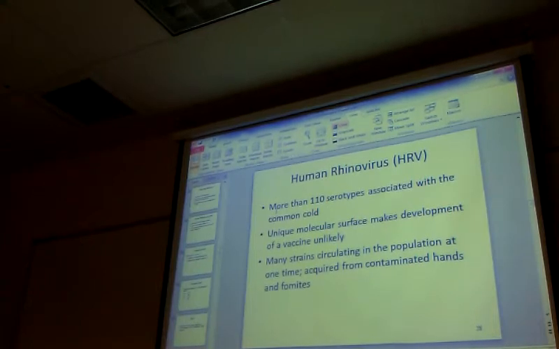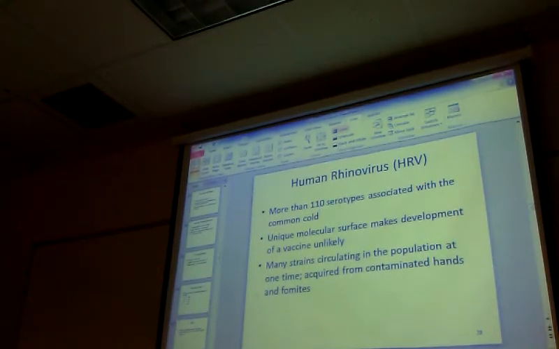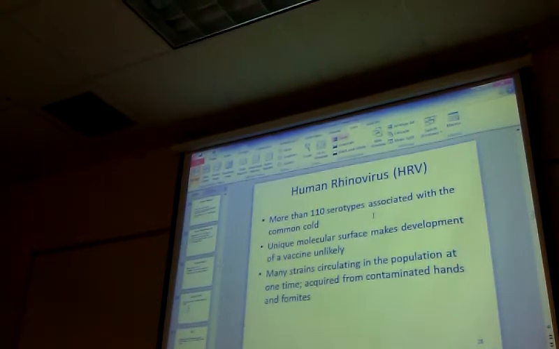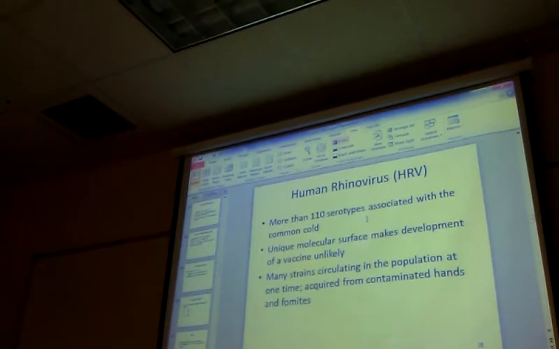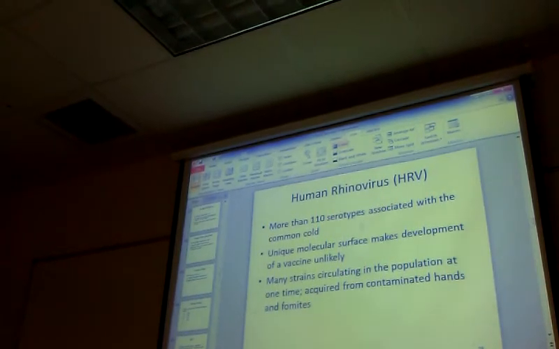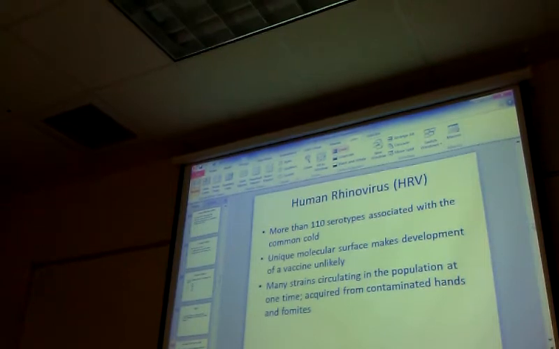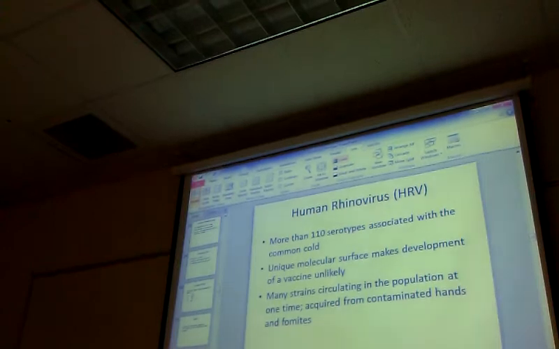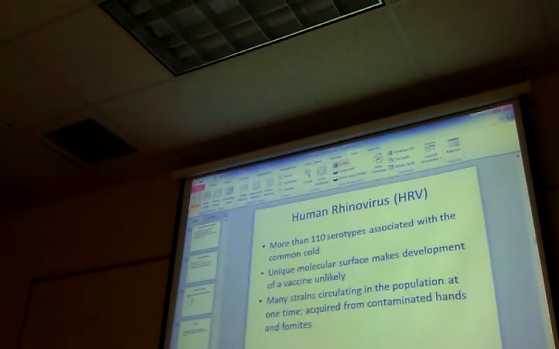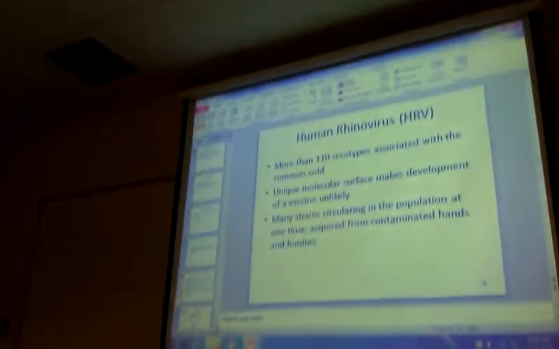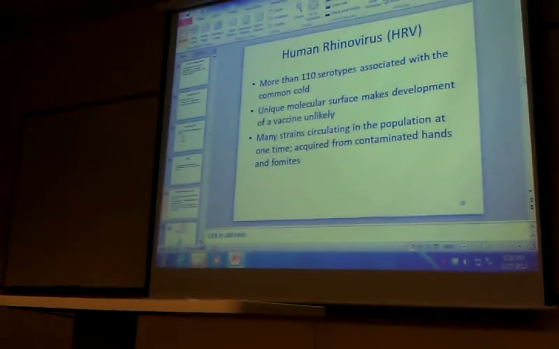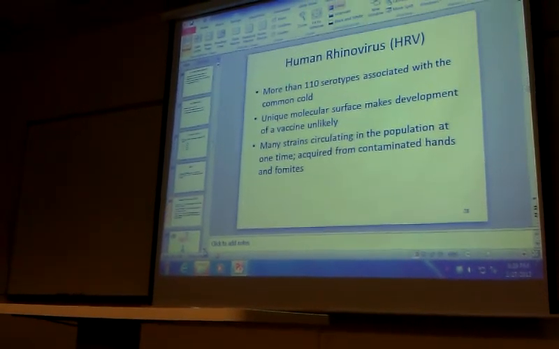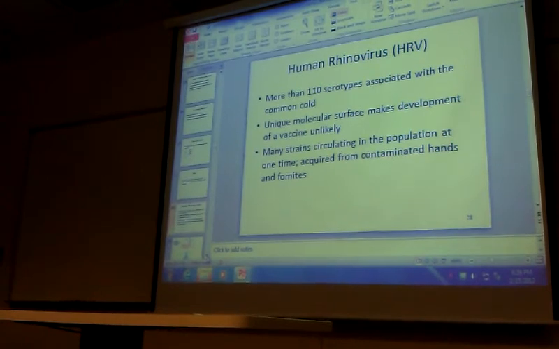We're talking about more than 100 serotypes, and this is why vaccination is not a possibility. Someone is asking about vaccination. Immunology, yeah. Shots are not possible. It's not possible to develop the antibody.